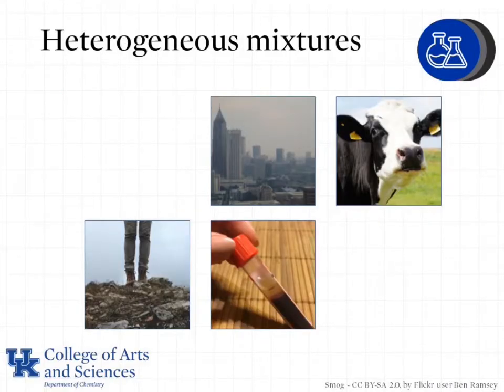We also have a variety of heterogeneous mixtures. So we have smog, solid particles in the air, and it's not going to be the same if we take samples in different places. Unhomogenized milk, so milk fresh from the cow, would be heterogeneous. Dirt, which contains particles and things of different sizes and different composition, would be a heterogeneous mixture. And blood is also a heterogeneous mixture.